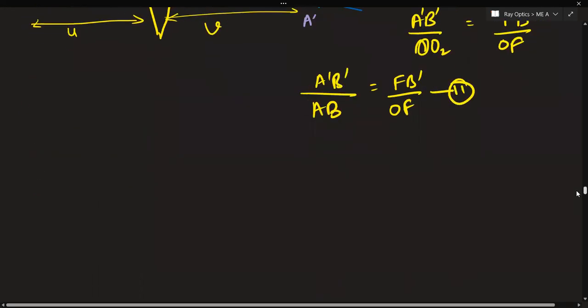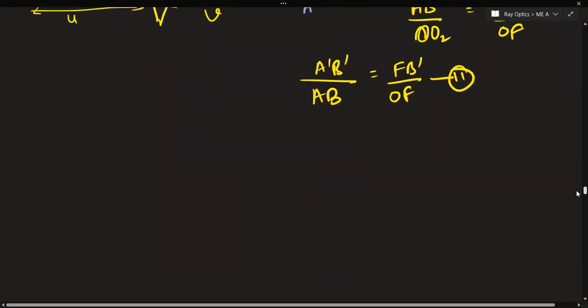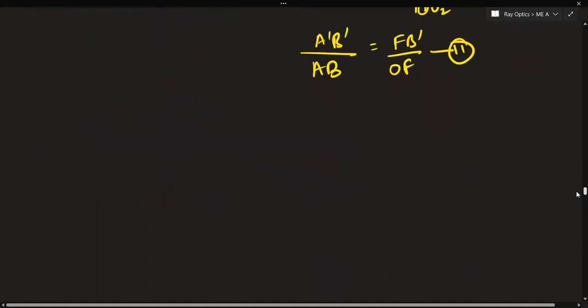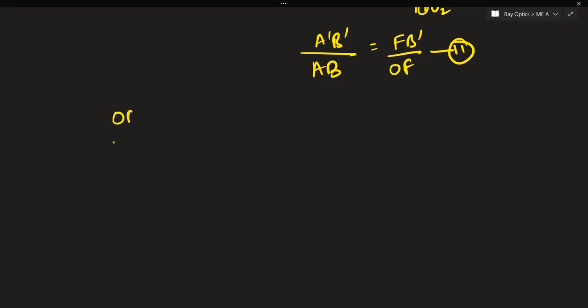Just remember the names of the triangles for the starting. If you have studied properly for your exam, then even if you just remember which triangles you have to take similar, the rest of the derivation you will be able to manage. So now OB dash by OB is equal to FB dash by OF, right?